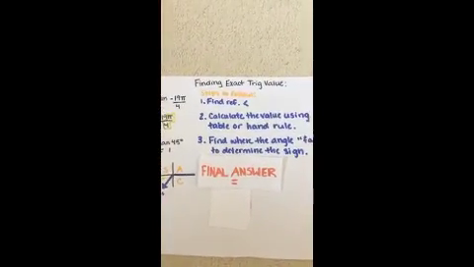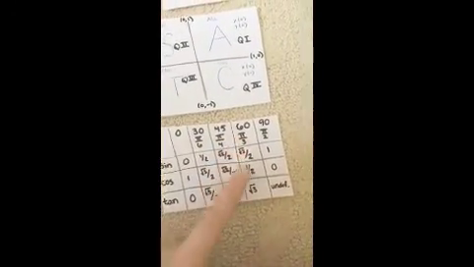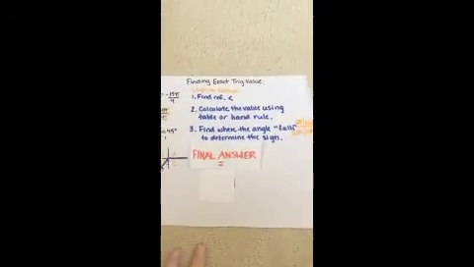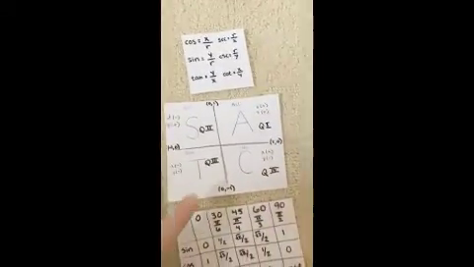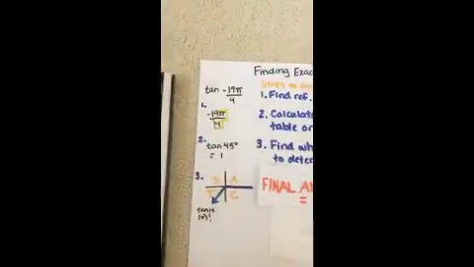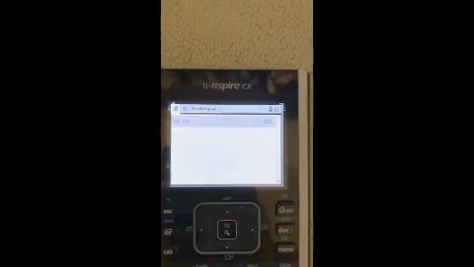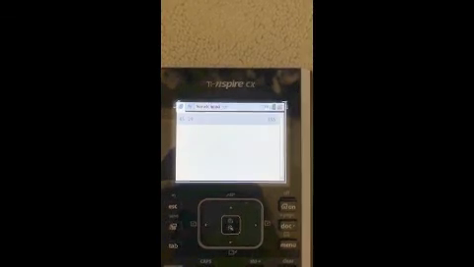Next thing you need to do is calculate the value using the table or the hand rule. So we can look at the table and we know that pi over 4 or 45 degrees of tan is 1. Perfect, right here. Next we need to find where the angle falls to determine the sign. By falls, I mean where it falls in the quadrants that we had talked about before. So we know that the reference angle is 45 degrees, but we need to multiply 45 by negative 19. In my calculator, I had done this, but I didn't do negative 19, I just did positive 19. But the angle would be negative 855 degrees.